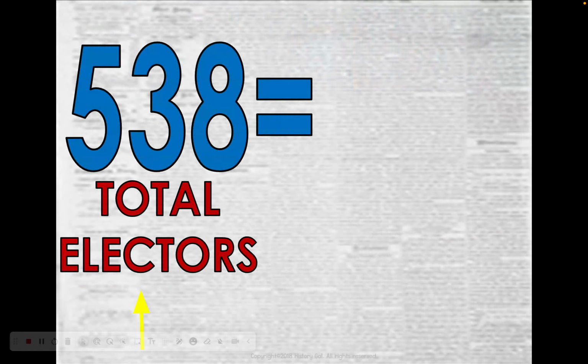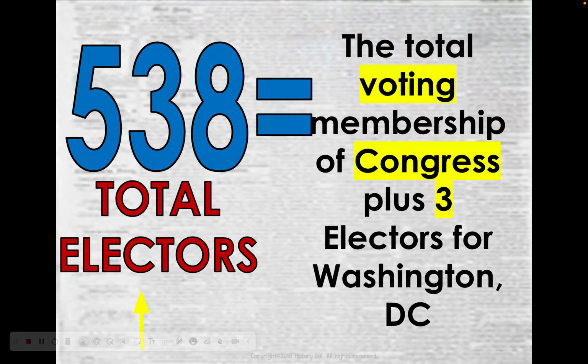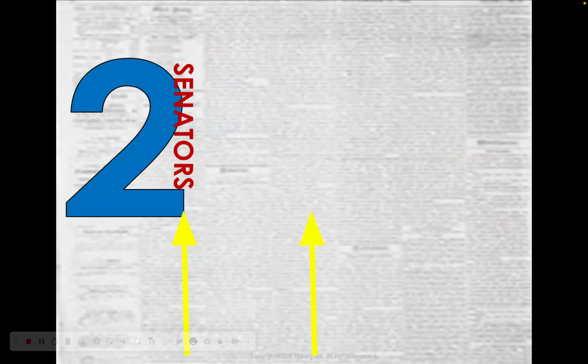There's 538 total electors, which is the number of people in Congress plus 3 electors for Washington, D.C. That was added as part of the 23rd Amendment to the Constitution. Remember, pause the video at any time if this is going too fast. I'm trying to make it so this video isn't too long. 2 senators. Every state has 2 senators. Remember, Senate has 2 syllables, Senate, and each state has 2 senators in the Senate.